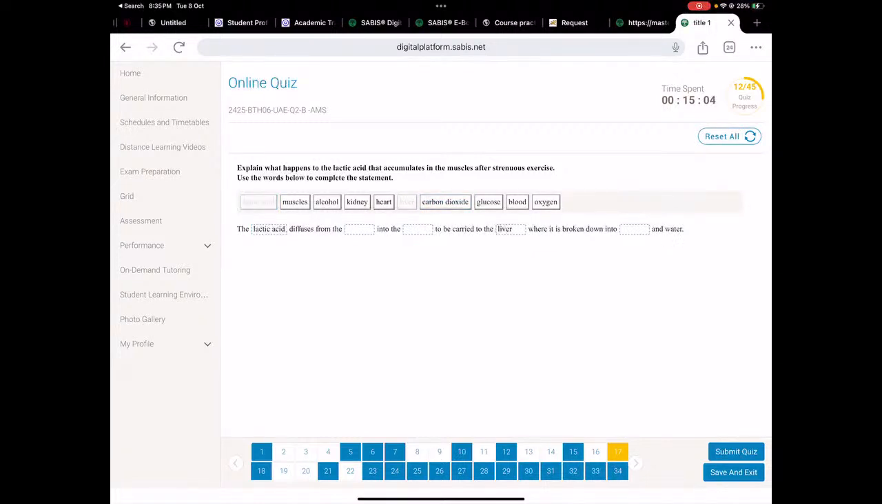So I think lactic acid diffuses from the muscles into the blood to be carried to the liver, where it is broken down into glucose and water, into carbon dioxide. Yeah, carbon dioxide, that's what I said. As carbon dioxide, then water. Is that right, Tala? Oh no. What should I change? Oh, CO2. Okay, perfect.